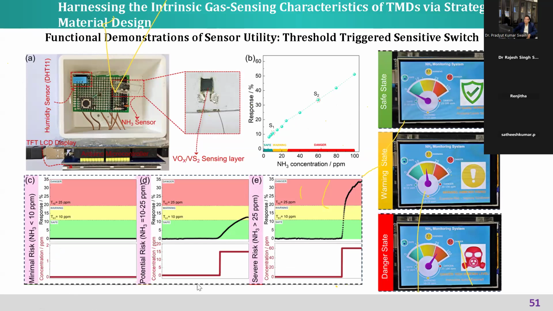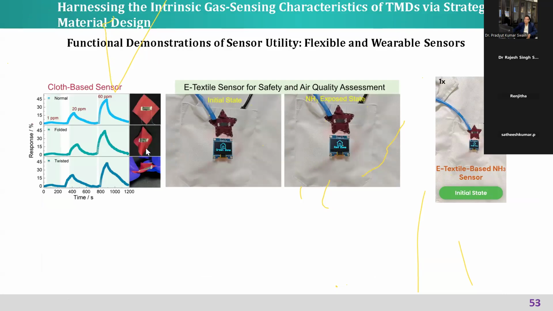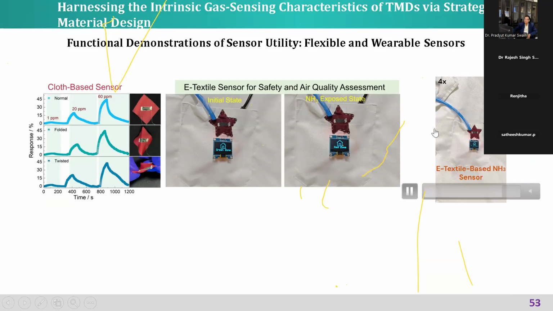Next, we developed this type of prototype, analyzing different gases. The important thing is we have developed sensors to put on human skin, sensors for smart home applications, and sensors deposited on fabric. That is one advantage of 2D materials I told you about in the beginning: they can easily be deposited as flexible samples. You fix the flexible samples on the fabric and make sensors out of it.